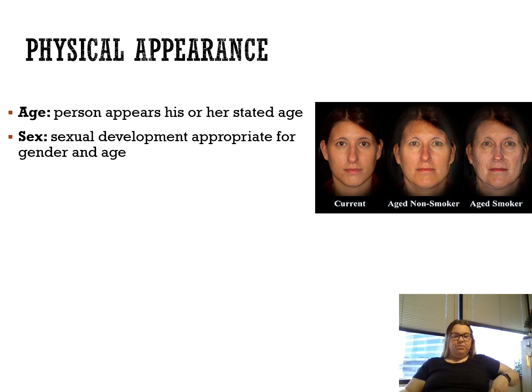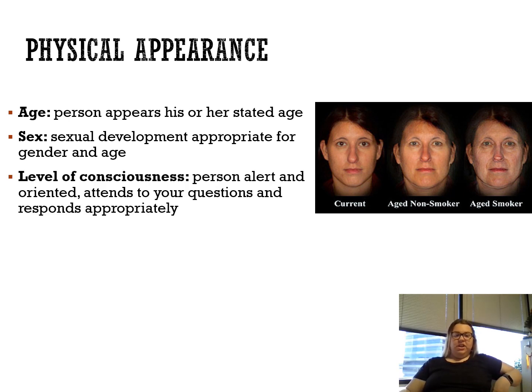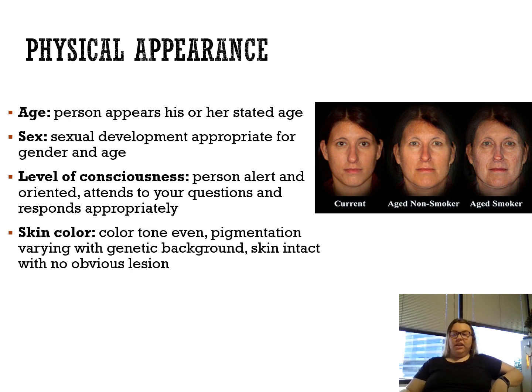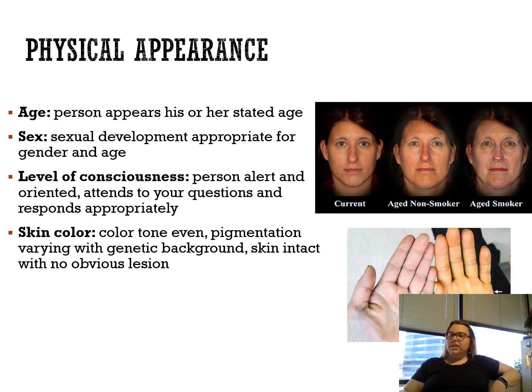Sex. Sexual development appropriate for their gender and age. Their level of consciousness. So the person's alert and oriented and they attend to your questions and respond appropriately. The skin color. Their color is even. Pigmentation varies with different genetic backgrounds. And their skin is intact. So taking a look at this picture, what's the difference between those 2 hands? One's a little bit more yellow than the other.